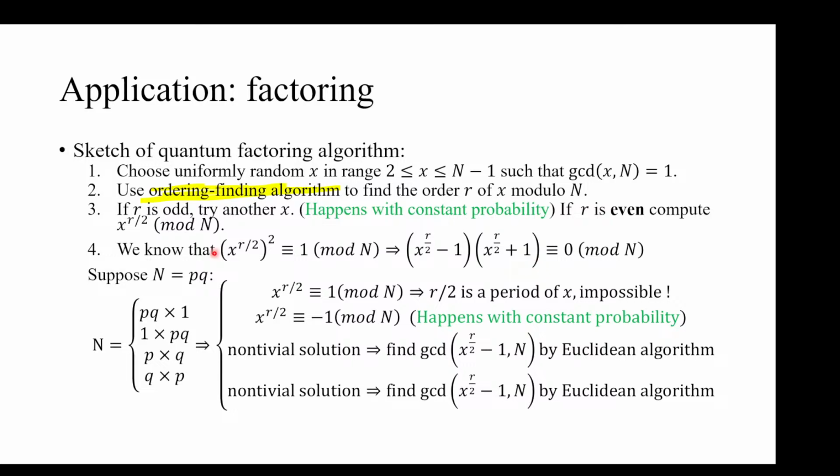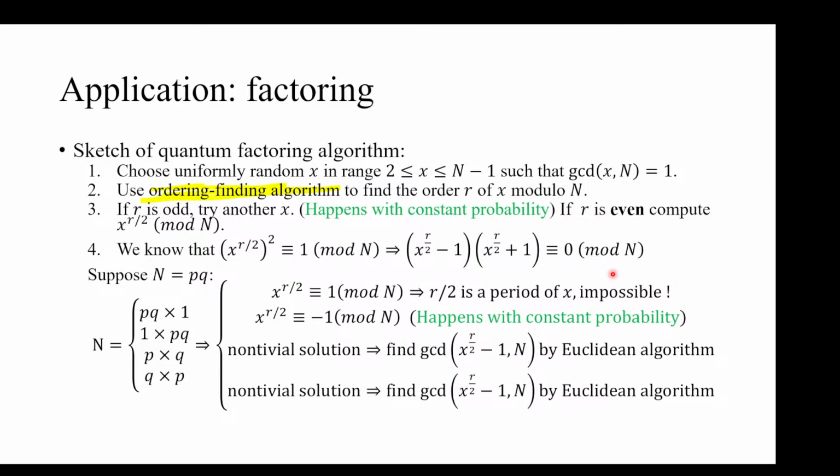And the first case is actually impossible to happen, because the first case says that x to the power r/2 equals 1 mod n. That means r/2 is a period of x. But we already know that r is the smallest number that has x as a period. So you cannot have a smaller number than r such that x to this number equals 1 mod n, because we already said r is the smallest number such that x to r equals 1. So this case is really impossible because it violates the definition of r being a period of x.